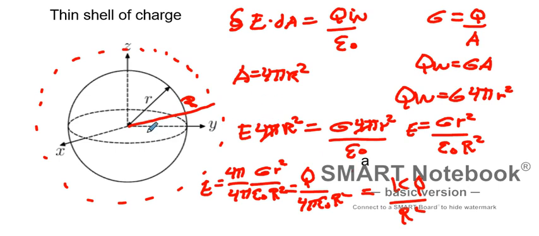So what do we mean by that? Well, outside of our hollow sphere here, all of the charge again looks like it comes from the center. So we're just using our kQ over r squared equation like we always did before.